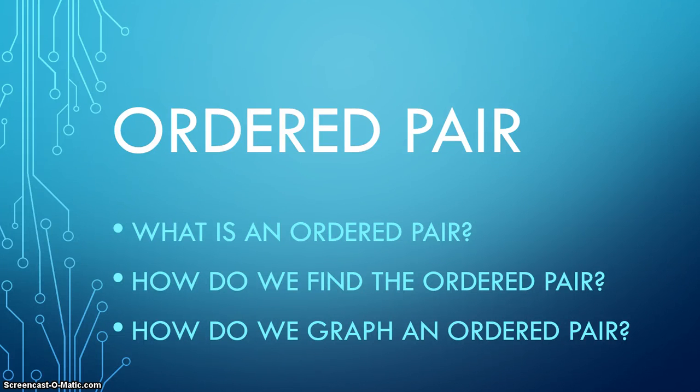Alright, welcome to the third installment of ordered pairs. What is an ordered pair? How do we find an ordered pair? And how do we graph an ordered pair?